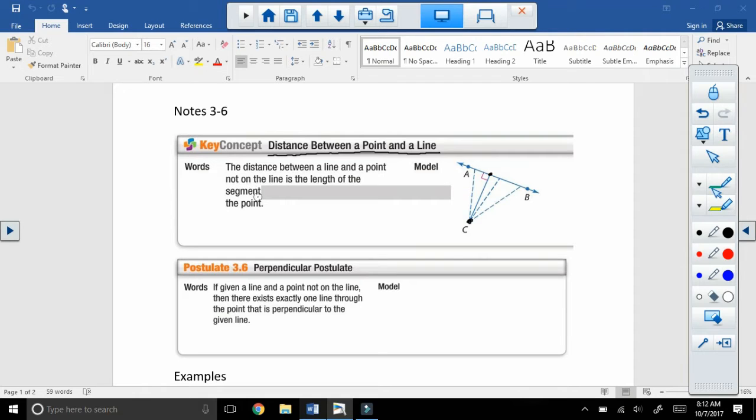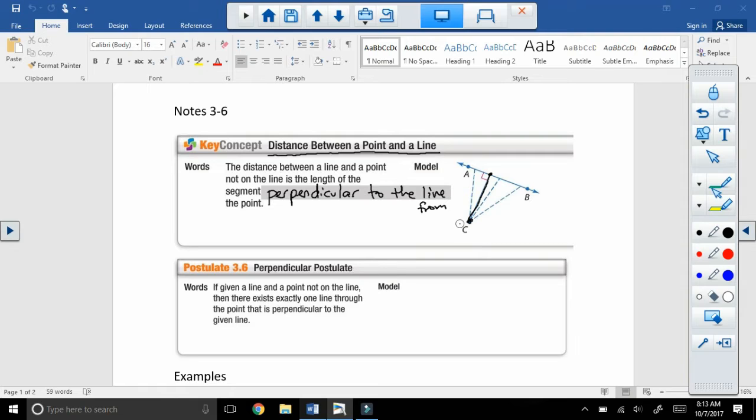And that would mean it's the line that's perpendicular to the line from the point. I'll go ahead and read this quick. The distance between a line and a point not on that line is the length of the segment that's perpendicular to the line from the point. And we can see here the distance would be this distance right there.